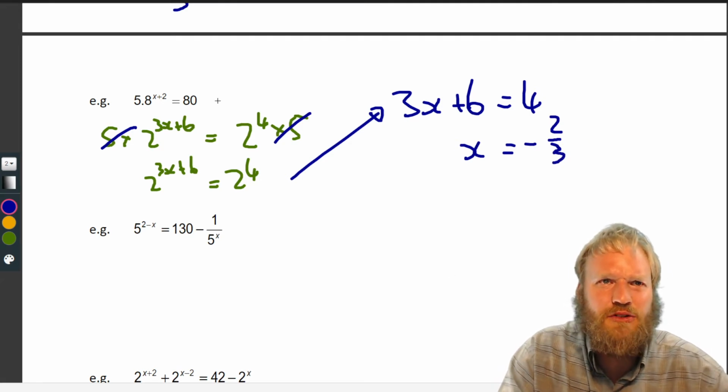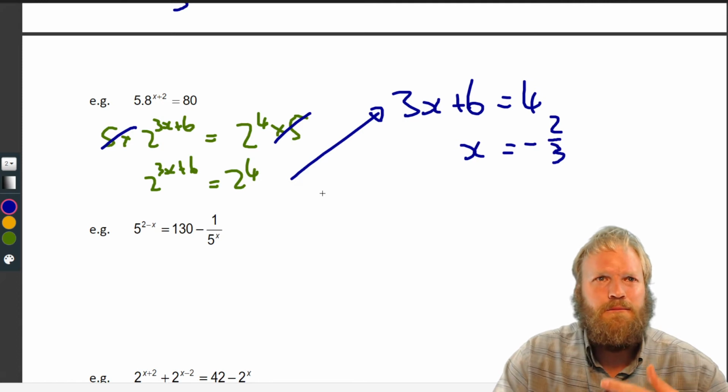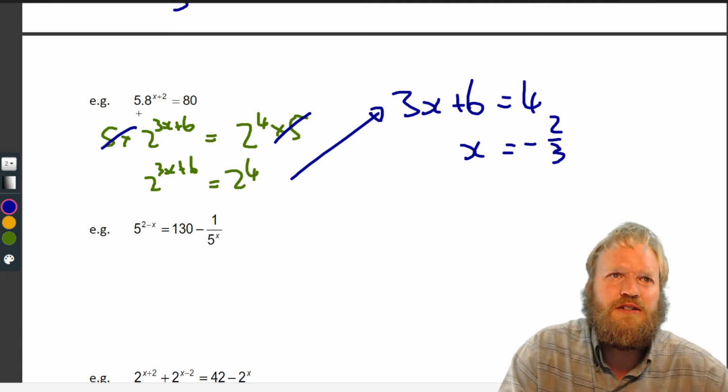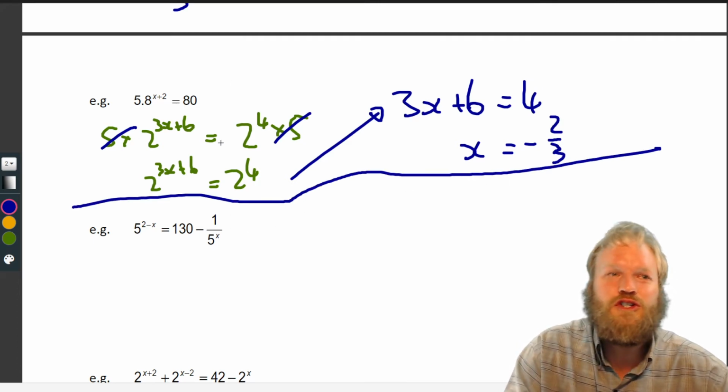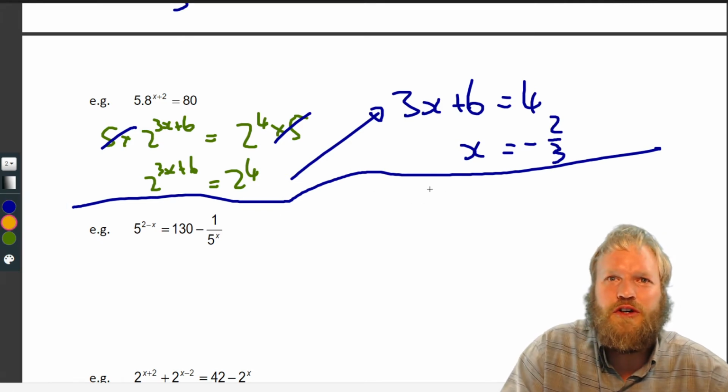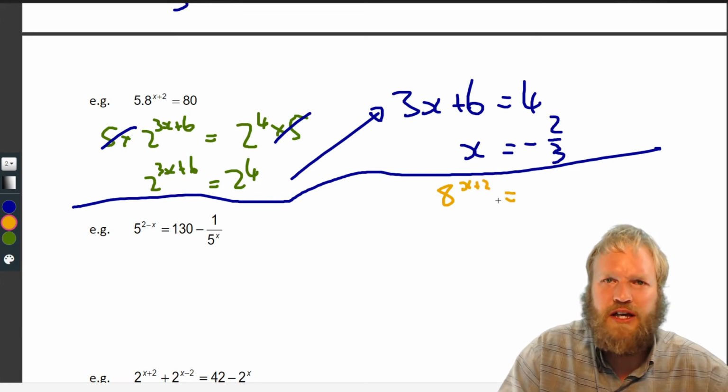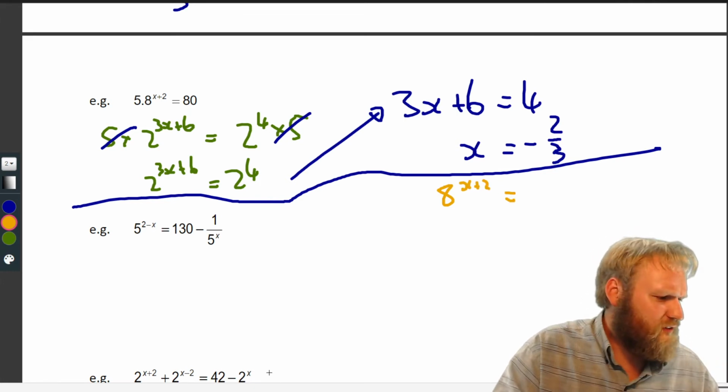So I said that was the one way. We might recognize this as this type of equation, and right at the beginning divide both sides by 5. So option 2, let's see if we can squeeze it in here. Option 2 is divide both sides by 5. So we've got 8 to the x plus 2 equals 80 divided by 5.